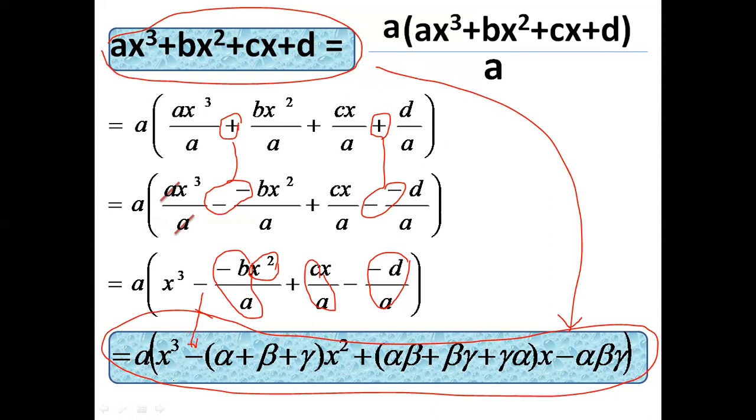So if alpha, beta, gamma are zeros, then its cubic polynomial is a into x cube minus (alpha plus beta plus gamma) into x square plus (alpha beta plus beta gamma plus gamma alpha) into x minus alpha beta gamma, right? So I'm writing the formula in the next slide.